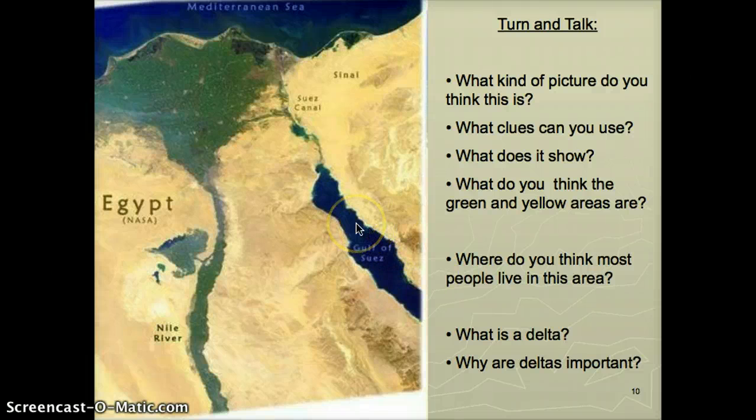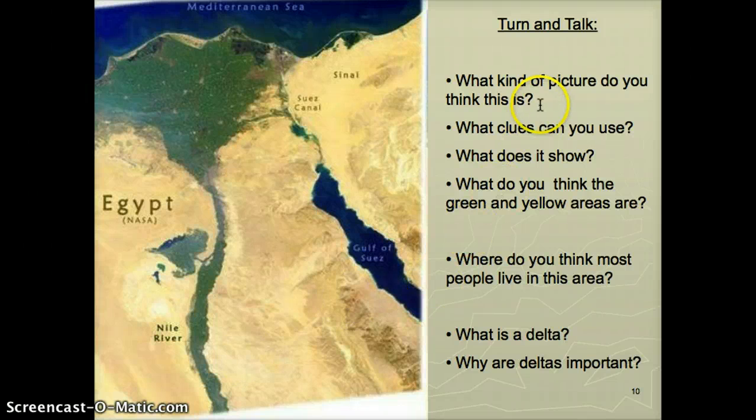I want you guys to take a look again with your Turn and Talk partner at this map. In your notes, I want you to talk through and write down the answers to these questions, this first 4, and we'll start on that. What kind of picture do you think this is? What is this that we're looking at? What clues can you use? What does it show? And what do you think the green and yellow areas are? So go ahead and pause the video here so you can see the questions, and we'll come back and go through those answers real quick.